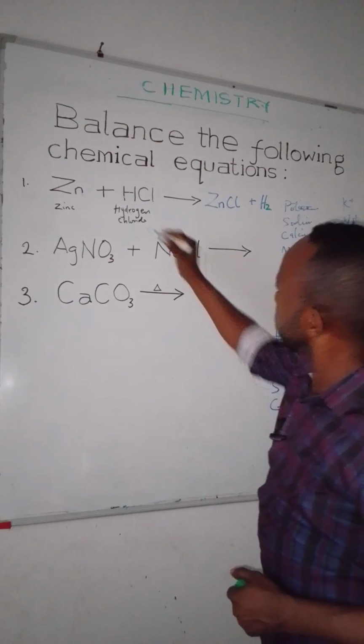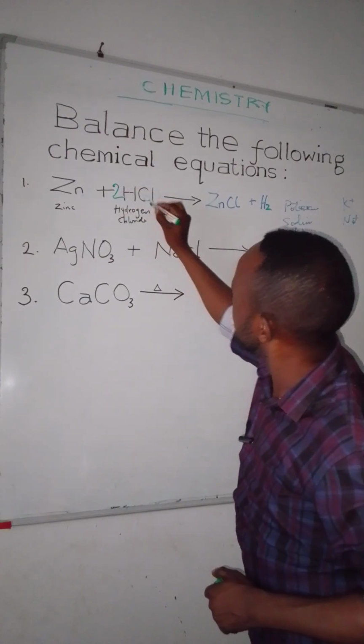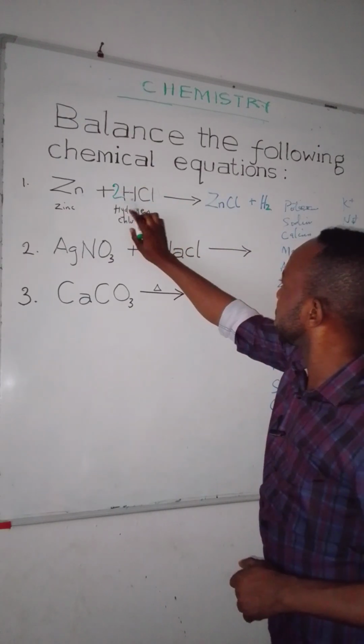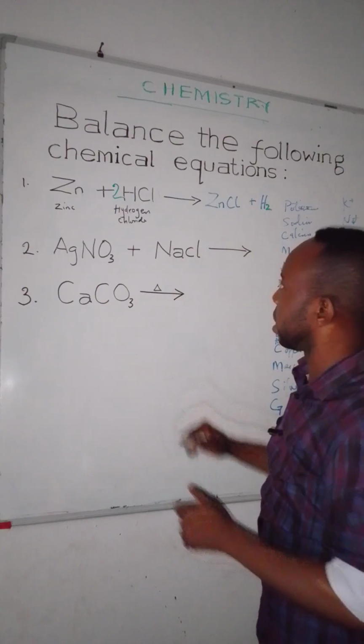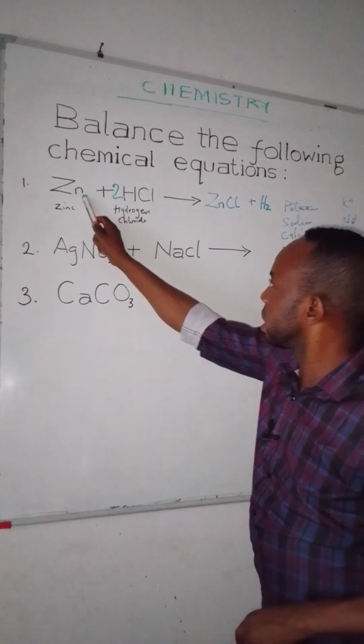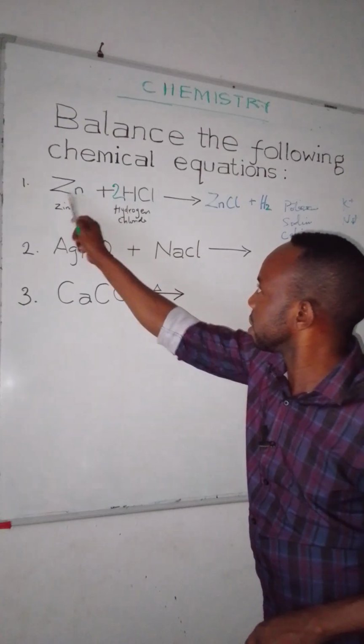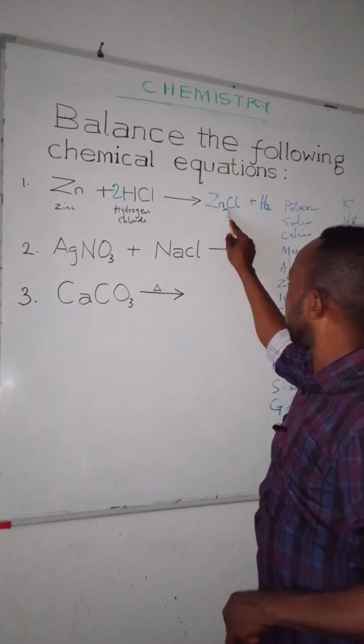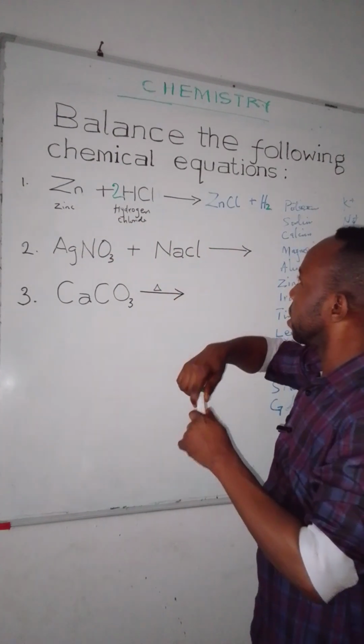That means you can put 2 here. If you put 2 here, hydrogen is now 2 this side. Hydrogen is also 2 here. But you also check for other atoms or other elements. Zinc is 1 at this right-hand side. This side, zinc is 1. That means zinc is balanced.